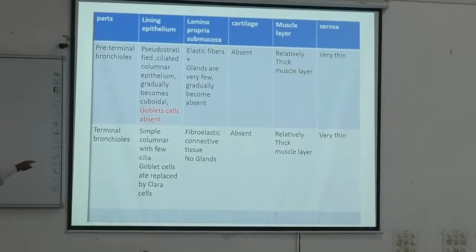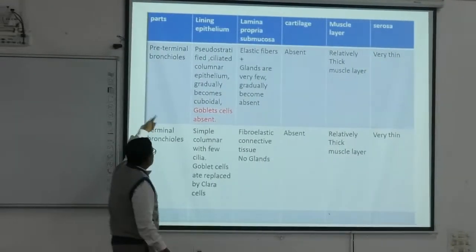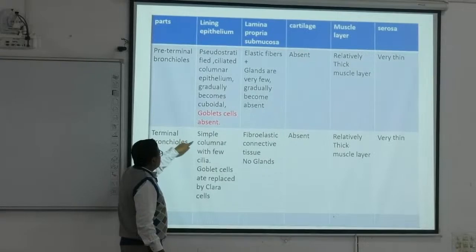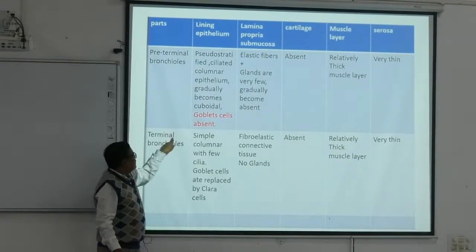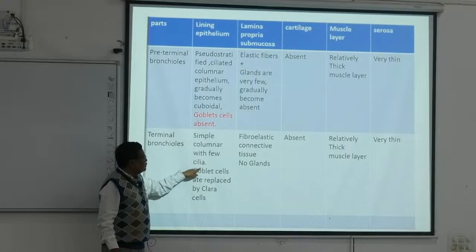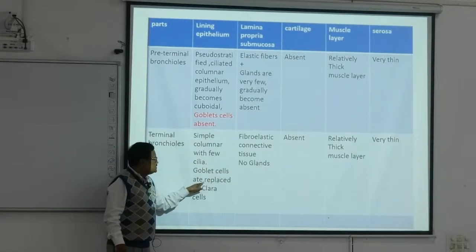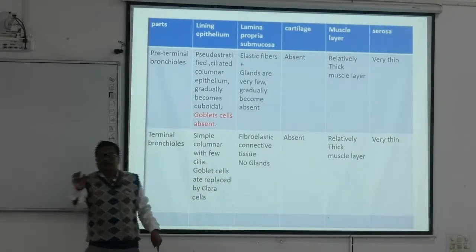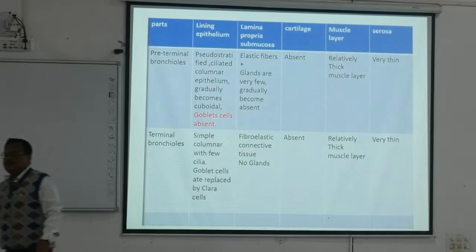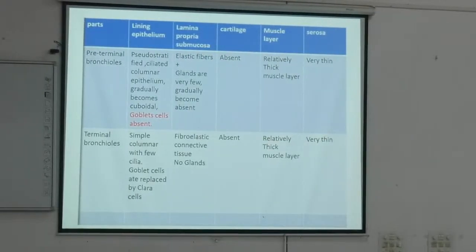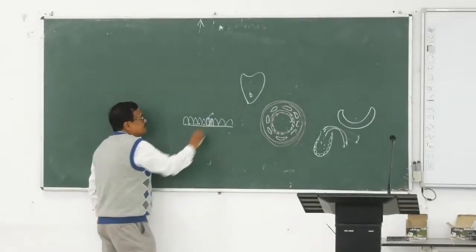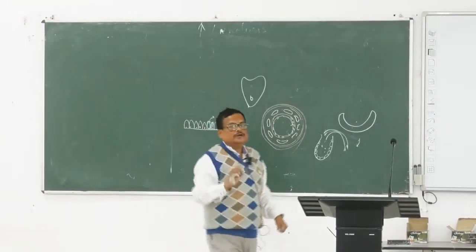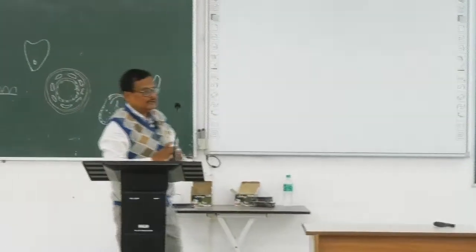আলটিমেটলি এইটা দেখো না, এইটা দেখো, এই যে প্রি টার্মিনাল ব্রঙ্কিউল পোস্ট গ্রাজুয়েটের জন্য, টার্মিনাল ব্রঙ্কিউল সিম্পল কলামনার উইথ ফিউ সিলিয়া, goblet cells absent, and which is replaced by another special type of cell known as Clara cells. Goblet cell absent, but special type of cell present, Clara cells, which also secretes some mucus.